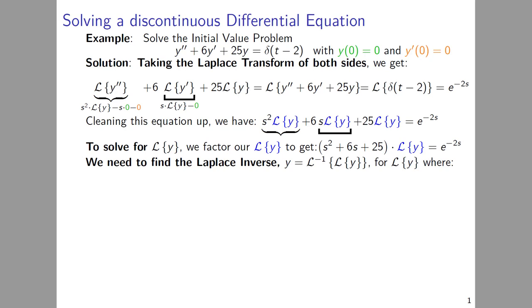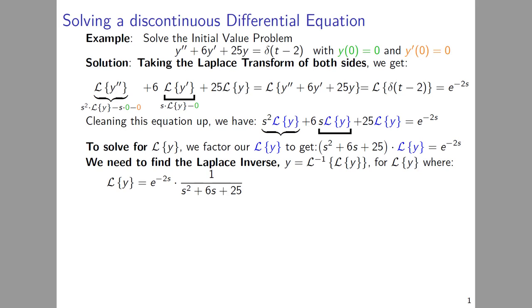So now we will need to find the Laplace inverse of the Laplace of y, which is given by e to the negative 2s times 1 over s squared plus 6s plus 25, by dividing our above equation by our coefficient s squared plus 6s plus 25 of the Laplace of y.